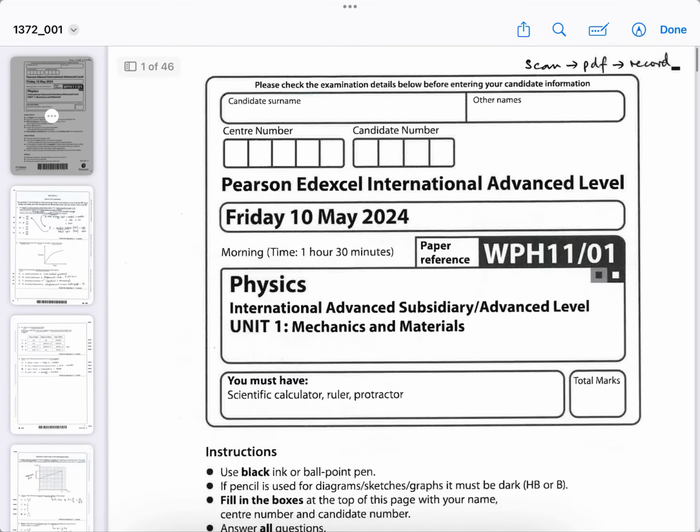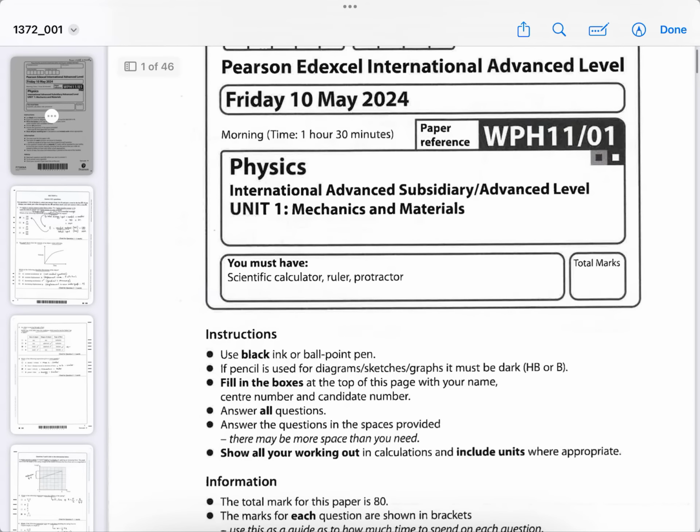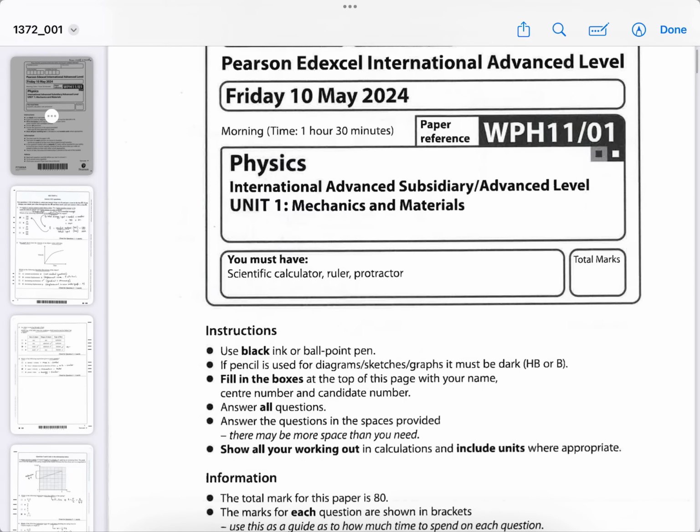Okay, this is part 4. The exam is Pearson Edexcel International A-Level for Physics, also known as IAL Unit 1. It's the exam from last summer, May 2024. It covers topics of mechanics and materials.